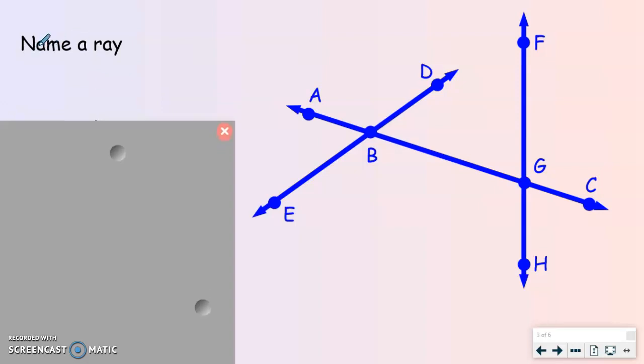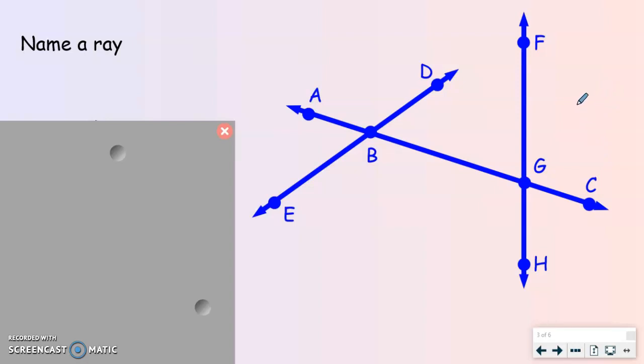The first thing that we're asked to find is a ray. So remember, a ray has an endpoint and an arrow coming out the other side. So there's a few choices here, lots of different points with arrows. And we just need to pick one of them and see if there's an endpoint at the other end.